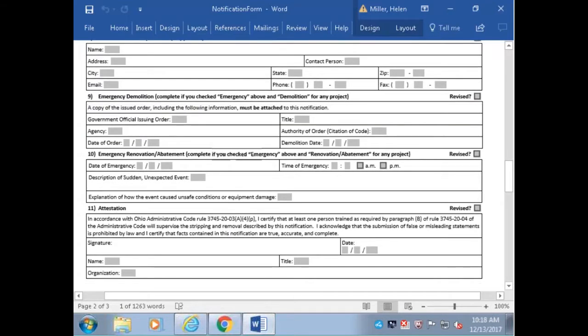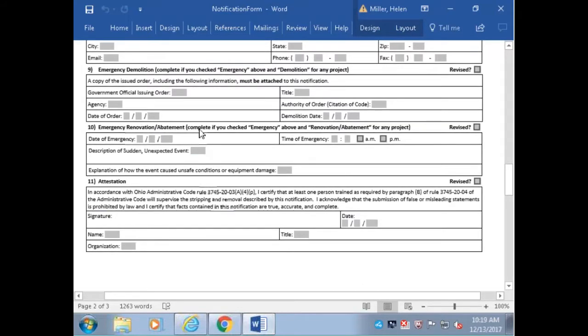Emergency demolition: if you checked emergency and above, and it's a demolition, you'll be filling out this information. You also have to attach a copy of the issued order of that demolition. So make sure you include that with the form that you mail in. If you're using the online system, you'll actually be able to upload that.